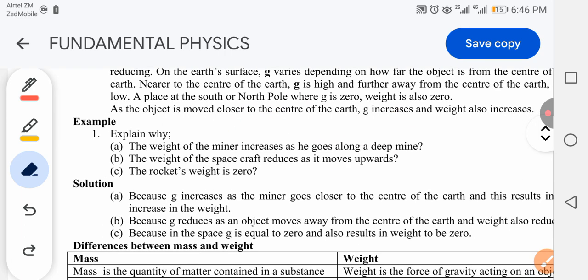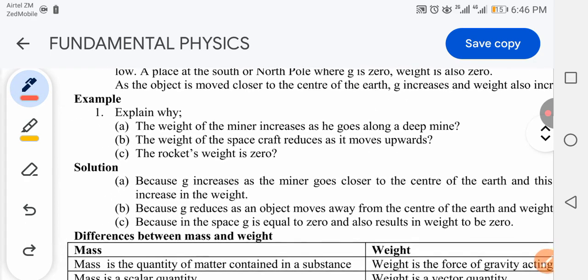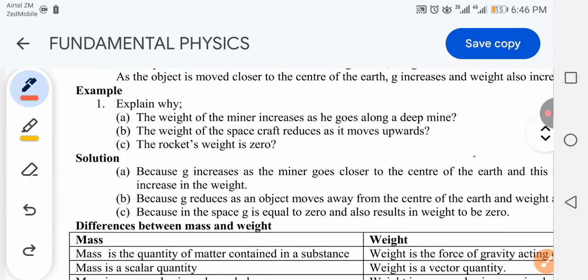So moving on, let's try this example. Explain why the weight of the miner increases as he goes along a deep mine. So the reason why the weight of the miner increases as he goes down the mine is like this. We have our miner, right? Then we have the center of the earth here. Then the mine is going towards what? The center of the earth.